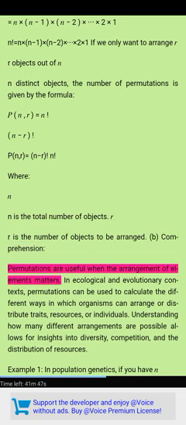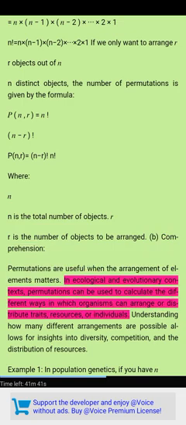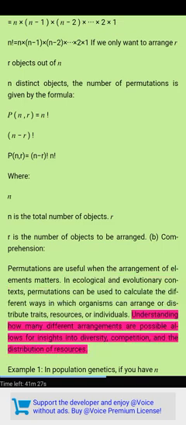Comprehension. Permutations are useful when the arrangement of elements matters. In ecological and evolutionary contexts, permutations can be used to calculate the different ways in which organisms can arrange or distribute traits, resources, or individuals. Understanding how many different arrangements are possible allows for insights into diversity, competition, and the distribution of resources.